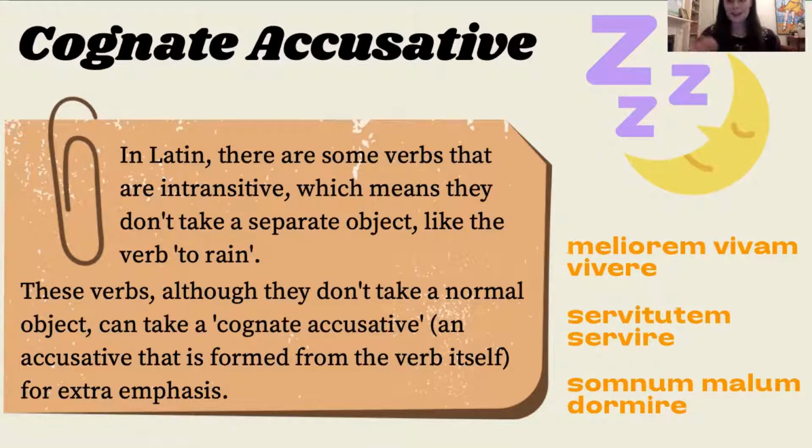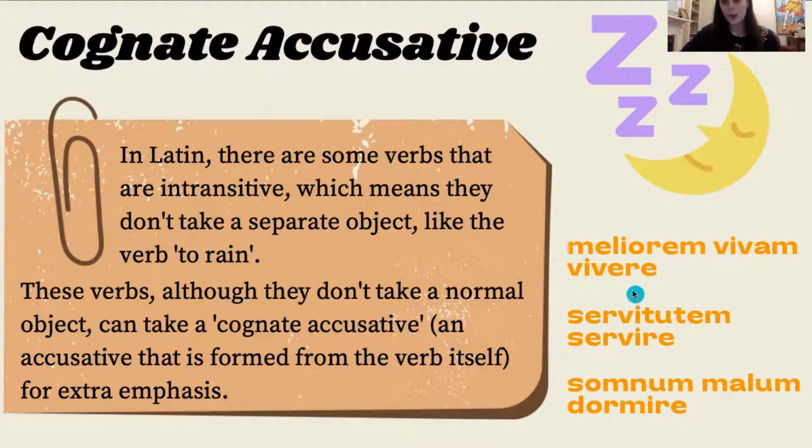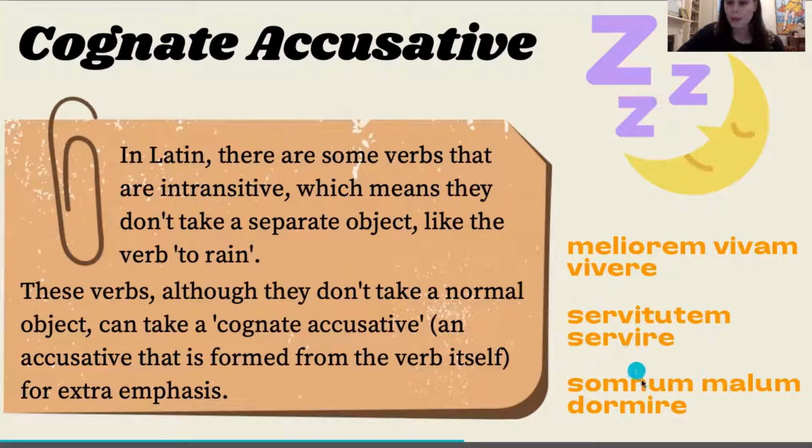For extra emphasis. So here we've got meliorum vivam vivere, so to live a better life. Here, servitutem servire, to serve in slavery. But like this is like to be a slave in slavery. And then we've got somnum malum dormire, so to sleep a bad sleep.